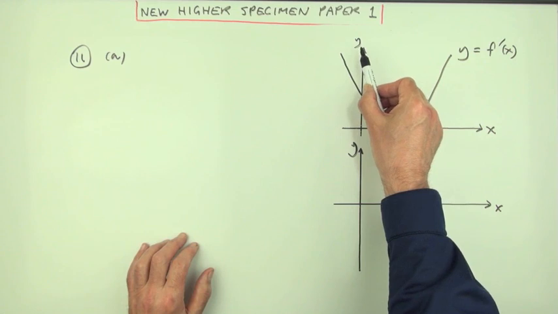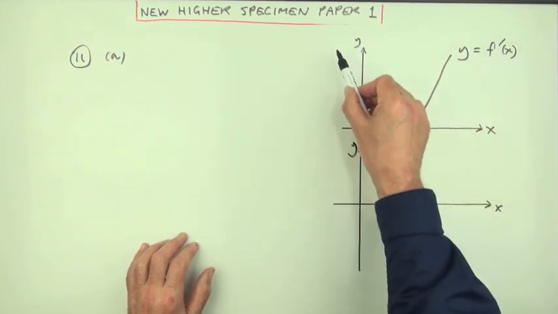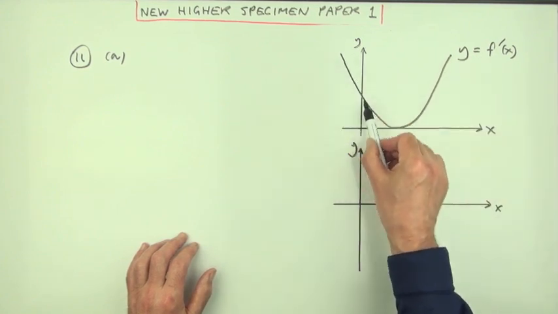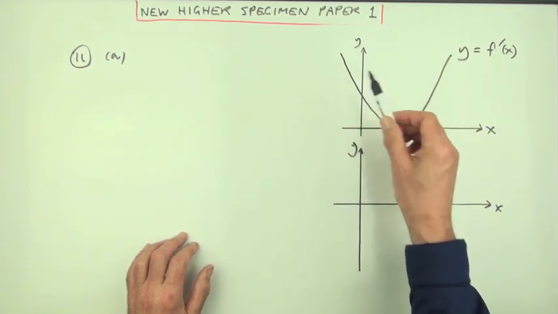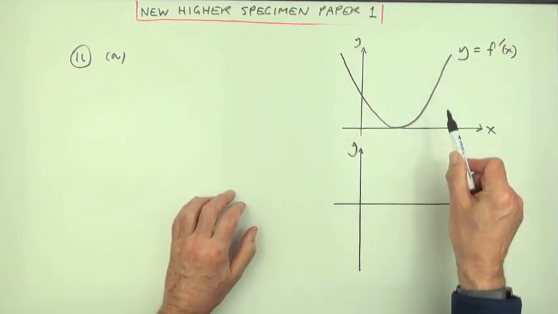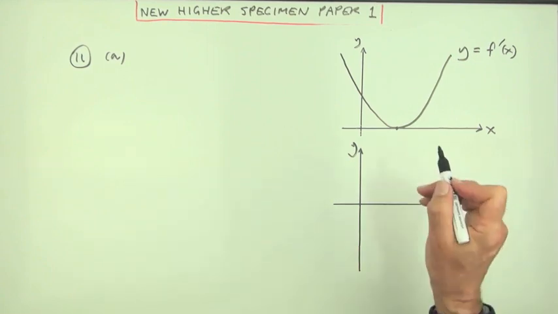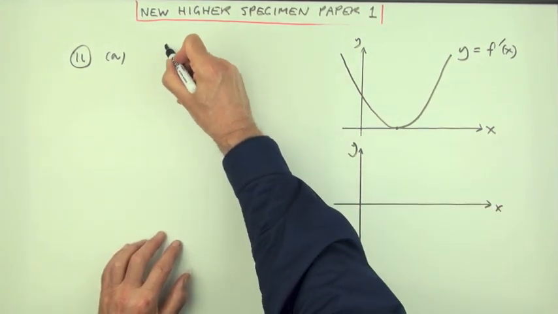Well, this graph shows the values of f dashed x, the values of the rate of change. And despite the fact that it might look as if it's going down and up, all these are positive values. All the values along this graph are positive, apart from this one, where it's 0. But it's certainly never negative. So I can make this statement.